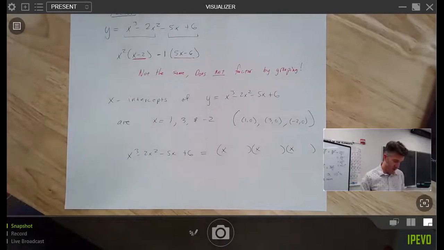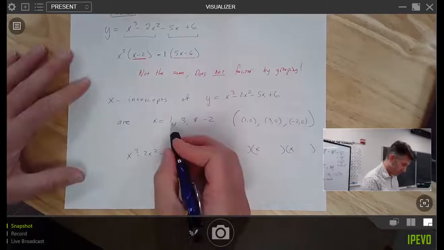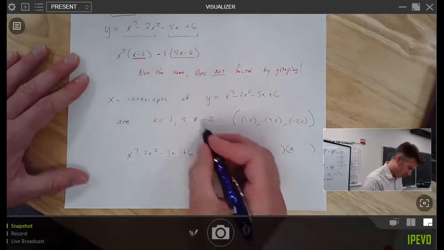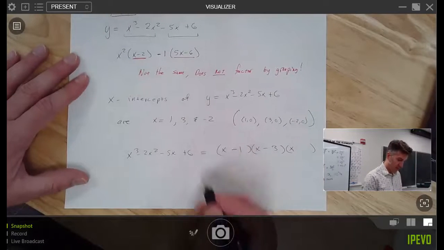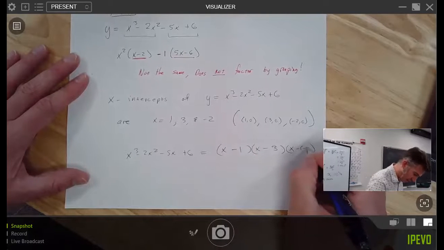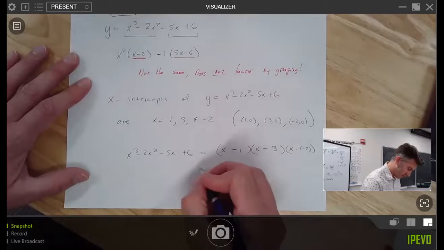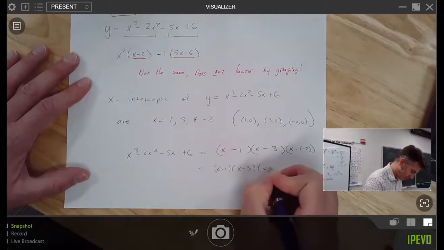So all we're doing when we factor it is, if something's an intercept, then x minus that number should be a factor. So 1's an intercept, x minus 1's a factor. 3 is an intercept, x minus 3 is a factor. -2 is an intercept, x minus -2 is a factor, and then you can change that to x plus 2. So this is x minus 1 times x minus 3 times x plus 2.